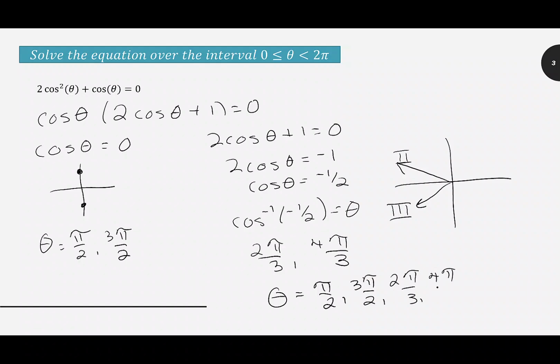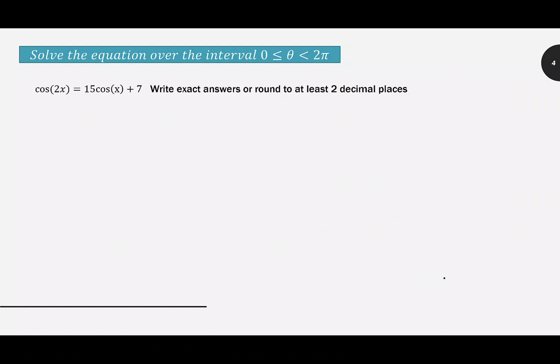My next problem says cosine of 2x equals 15 cosine x plus 7. Even though this problem only involves cosines, having the double angle says I need to do an expansion. If you remember back to double angles for cosine, you have three versions of what you can use. For this particular problem, I want to use the version of the double angle that only involves cosines because I have the 15 cosine x on the right. I'm going to write cosine of 2x as 2 cosine squared x minus 1. And we'll keep that equal to 15 times the cosine of x plus 7.